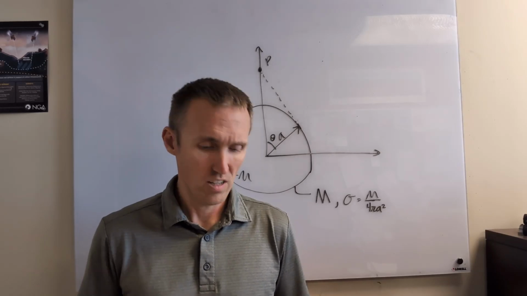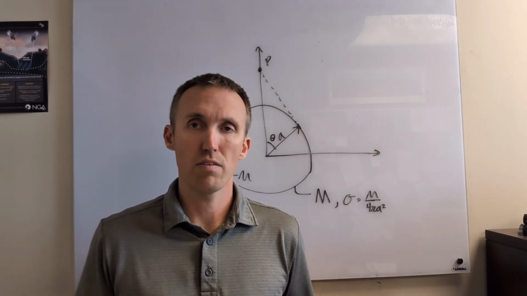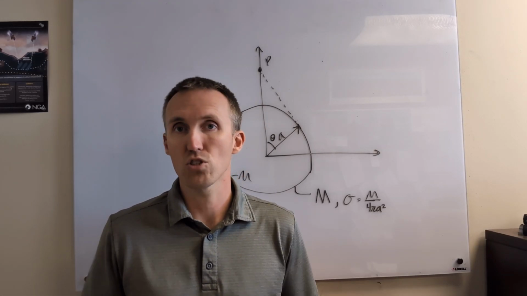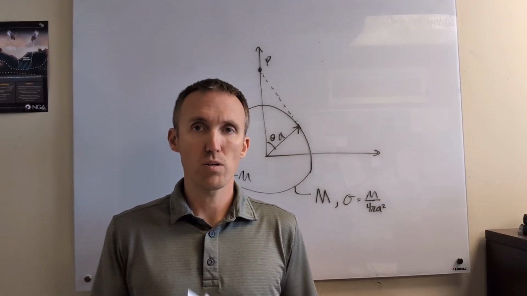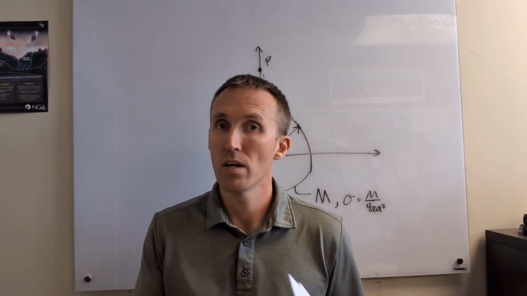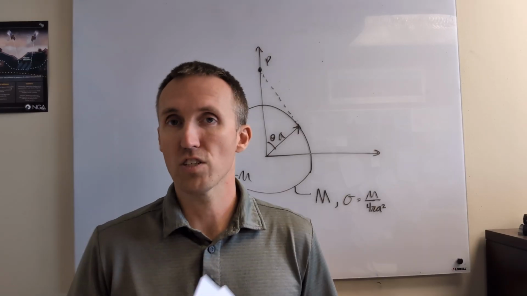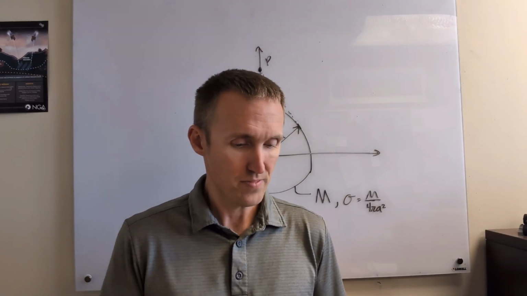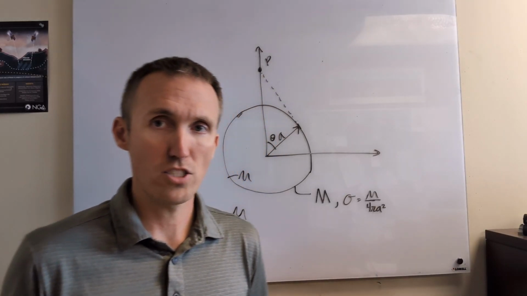Hi guys, Dr. J here, and in this video we're going to derive the gravitational potential from a spherical shell, and that's going to set up the machinery that we need to be able to solve for the gravity potential of, for example, a spherical Earth later. So we're going to start out by just defining the geometry.